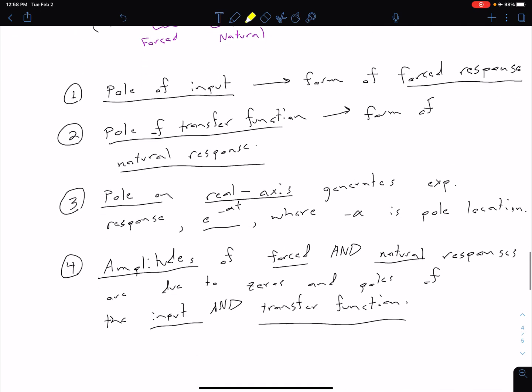So this gives us a little bit better idea of what is in charge of dictating how the natural response looks, how the forced response looks, what the amplitudes are, what the different poles of our transfer function are doing. So now that we have a little better feel of what we're talking about with these systems, we're going to look at a more generalized case for a first order system.